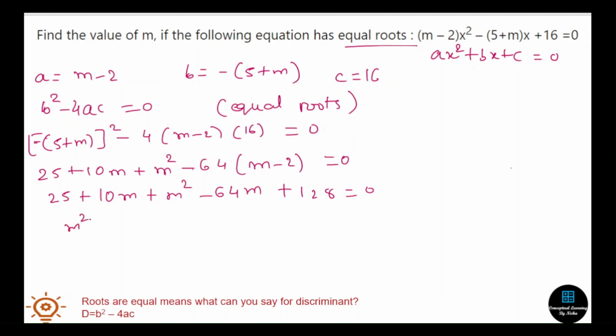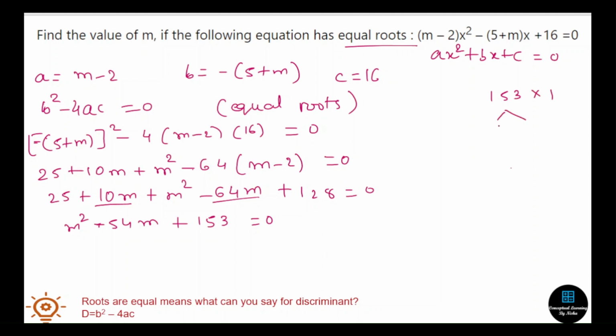Now we'll simplify this. So m square, now my plus 10m and minus 64m gives me minus 54m, plus 128 and 25. If you add them, what do we get? And now we'll see, this is again a quadratic equation: m square minus 54m plus 153. So we'll apply the same rules.